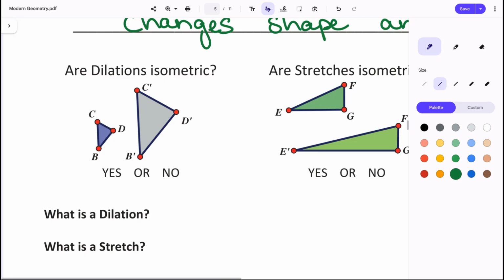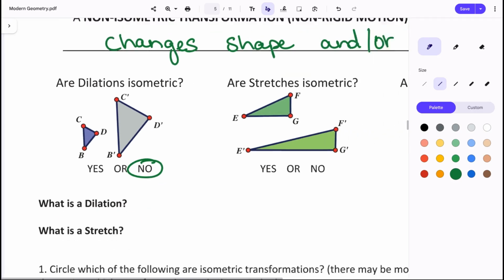So dilations are not isometric because they change the size of your shape. But if you look at that set of triangles, it didn't change the shape at all. I still have two triangles. It's just that my second one got bigger.